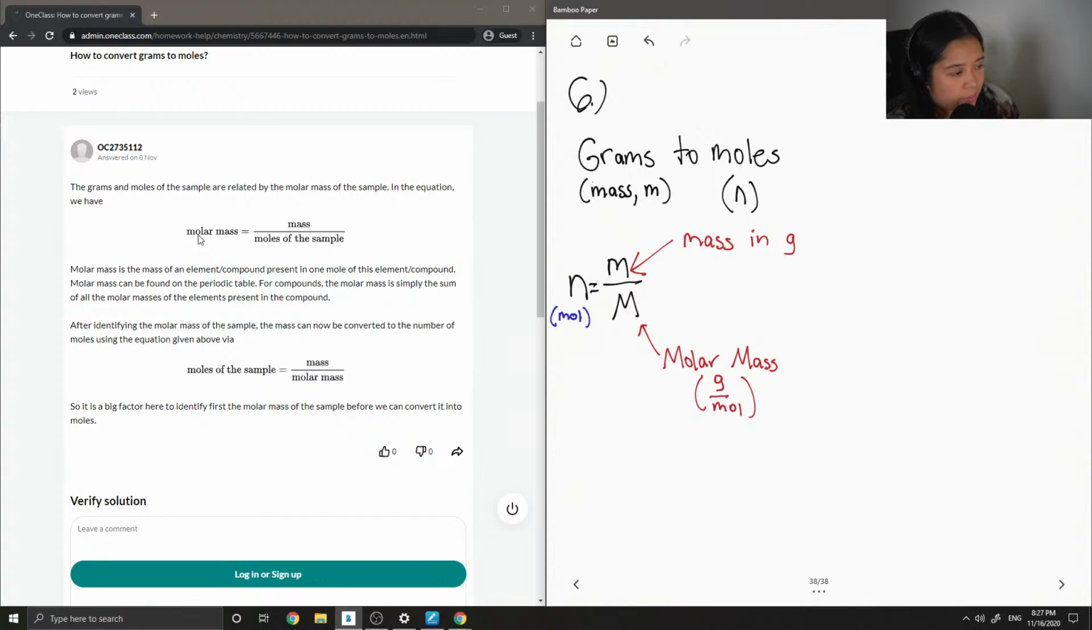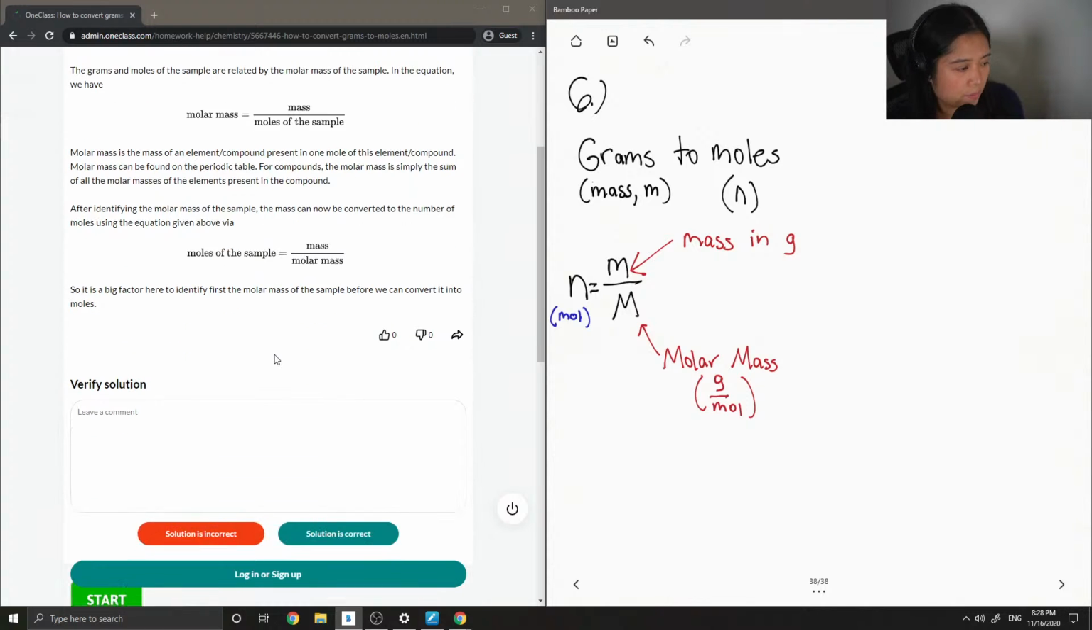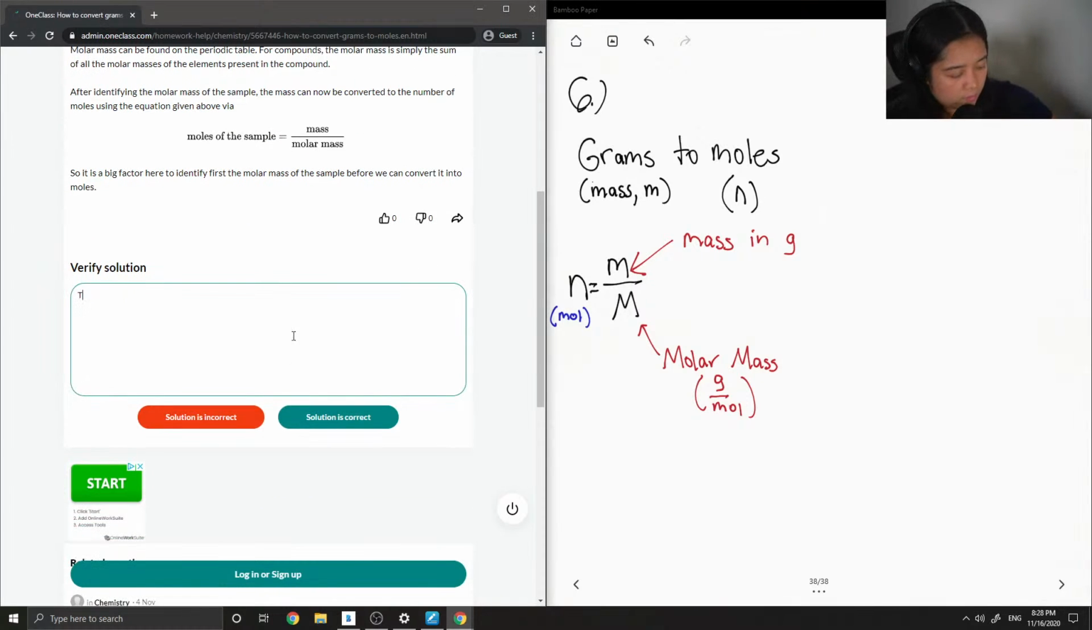For compounds, the molar mass is simply the sum of all the molar masses of the elements present in the compound. After identifying the molar mass of the sample, the mass can now be converted to the number of moles using the equation given above, moles of the sample is equal to mass over molar mass. So it is a big factor here to identify first the molar mass of the sample before we can convert it into moles. Yep. So this solution is correct.